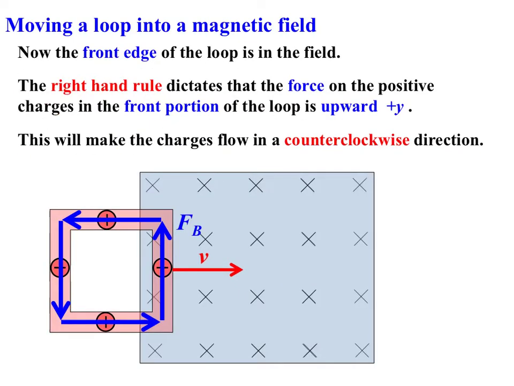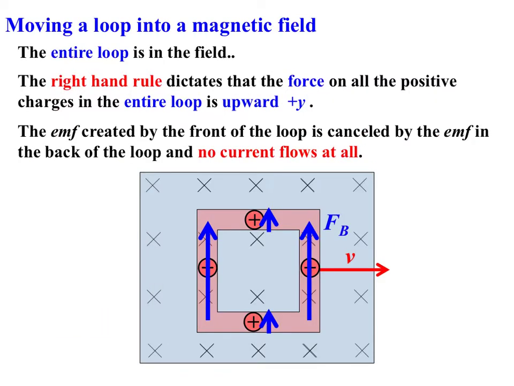Using your right-hand rule, when the loop enters the field, now we have a force upwards that causes a current to flow in the direction of these blue arrows. So right now, our charges are flowing in the counterclockwise direction. The interesting thing is that when this loop is entirely in the magnetic field, that upward force is acting on all of the positive charges. So there's actually no current flowing at all.